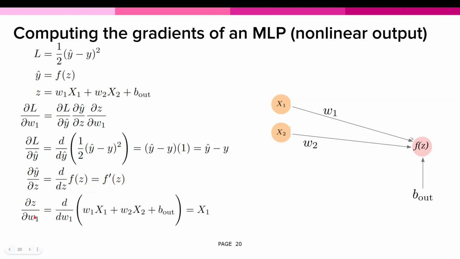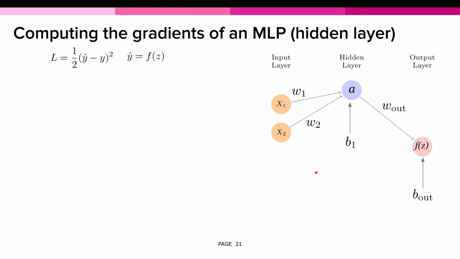And then dz by dw1, that's not going to change. That's still going to be x1. And so bringing this all together, we'll have the partial derivative of the loss with respect to w1. That's still going to be applying the chain rule and multiplying those all together.